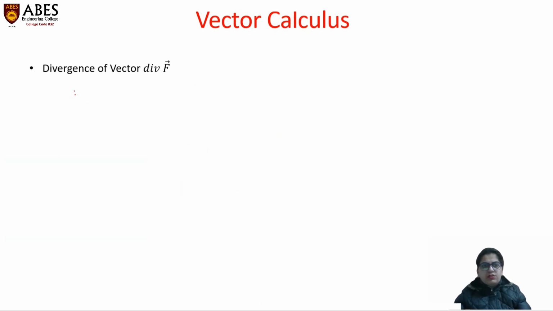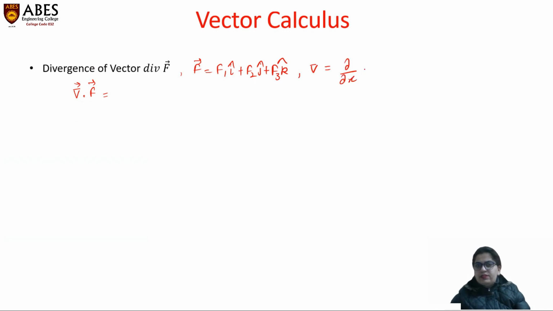The mathematical explanation for the divergence of a function is that we have to calculate the dot product of del with function f, where f is some vector function written in the form f1 i cap plus f2 j cap plus f3 k cap. And del is the partial derivative operator, that is, the partial derivative of x into i cap, the partial derivative of y into j cap, plus the partial derivative of z into k cap. So we'll be substituting these two values in the equation, that is del dot f.